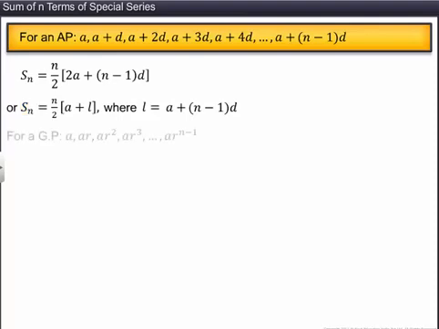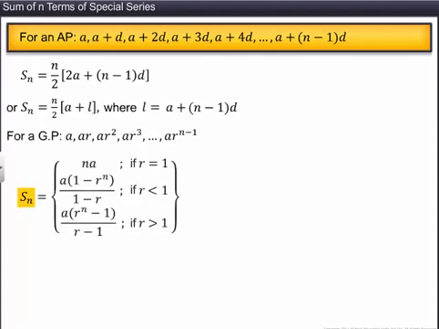And for a GP having n terms, the sum of the series is equal to na if r is equal to 1; a into (1 minus r raised to the power of n) divided by (1 minus r) if r is less than 1; and a into (r raised to the power of n minus 1) divided by (r minus 1) if r is greater than 1.